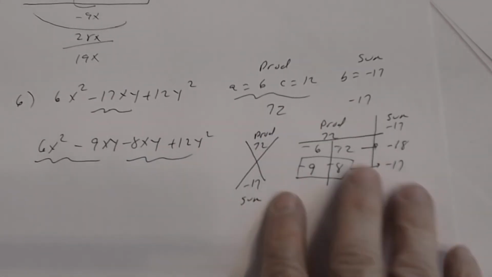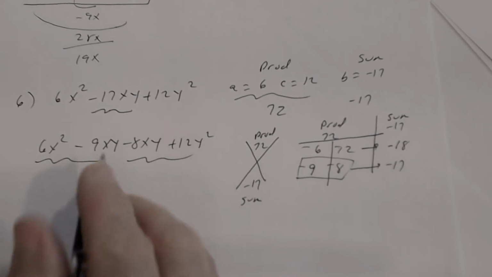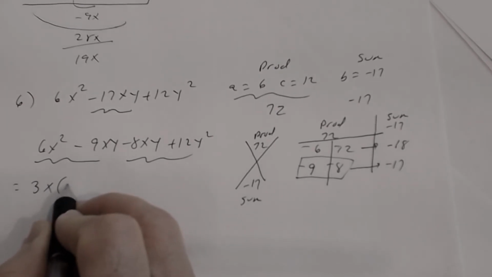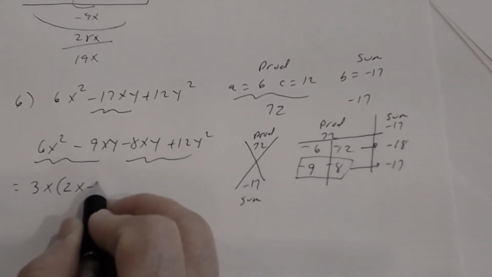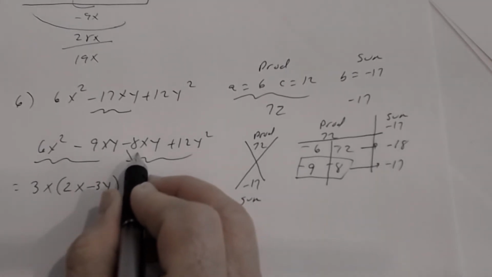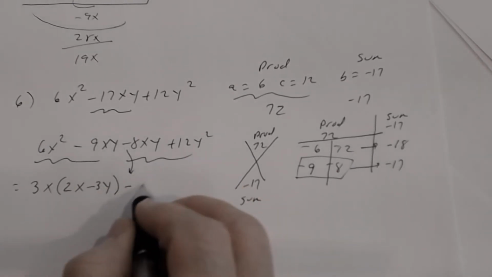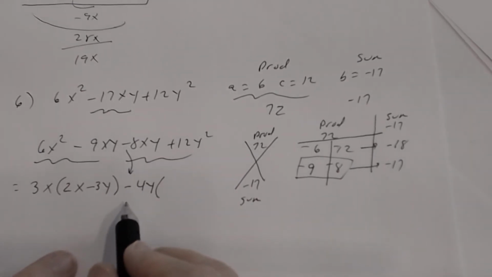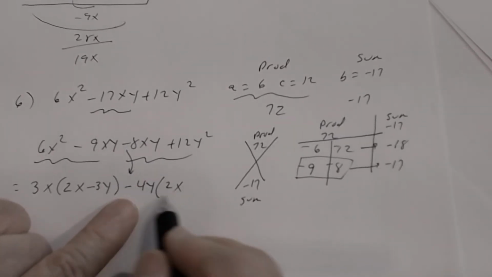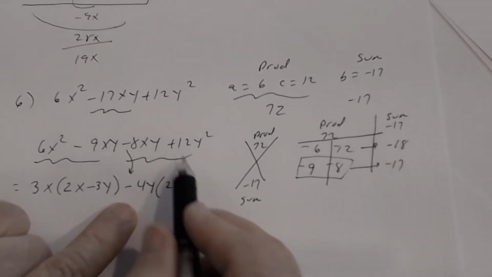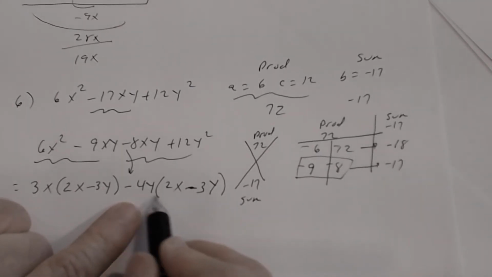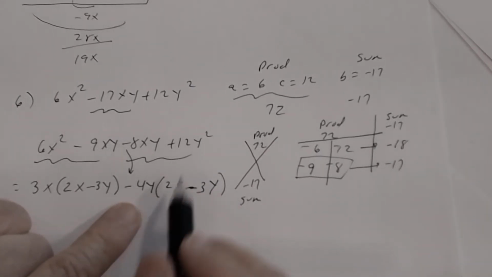So this was the hard part. Once you find the two that work, the rest is easy. So over here, from the first group, I could factor out a 3x, and I'm left with 2x minus, what's that, 3y? Okay. From the second group, I'm going to factor out a negative 4y. And now be careful when you factor out a negative. So negative 4y times 2x, y'all agree, is negative 8xy. Negative 4y times a negative 3y is a positive 12y squared.